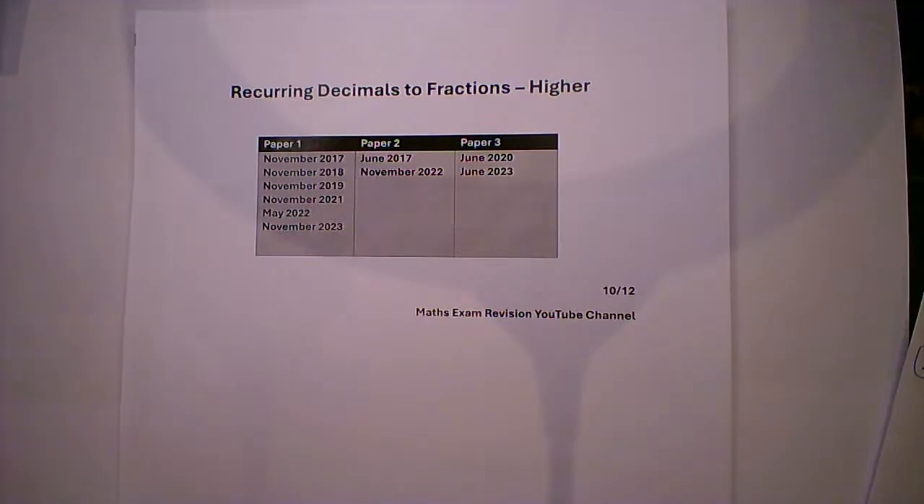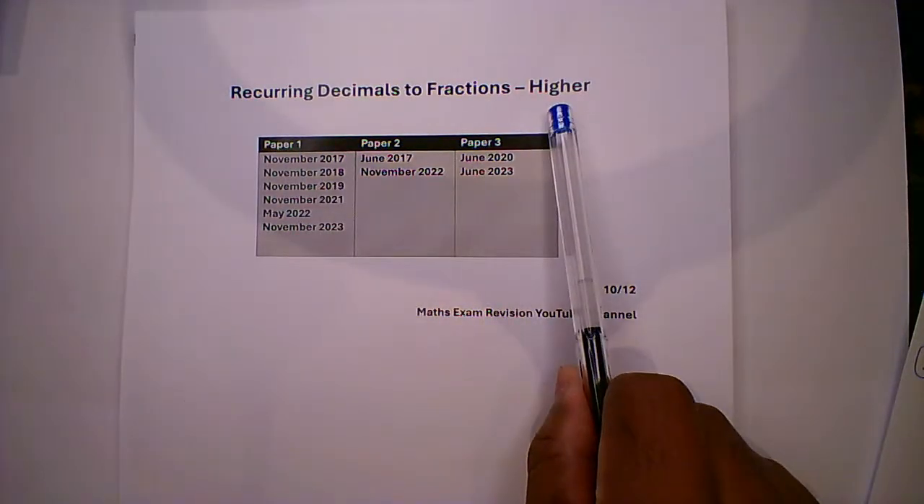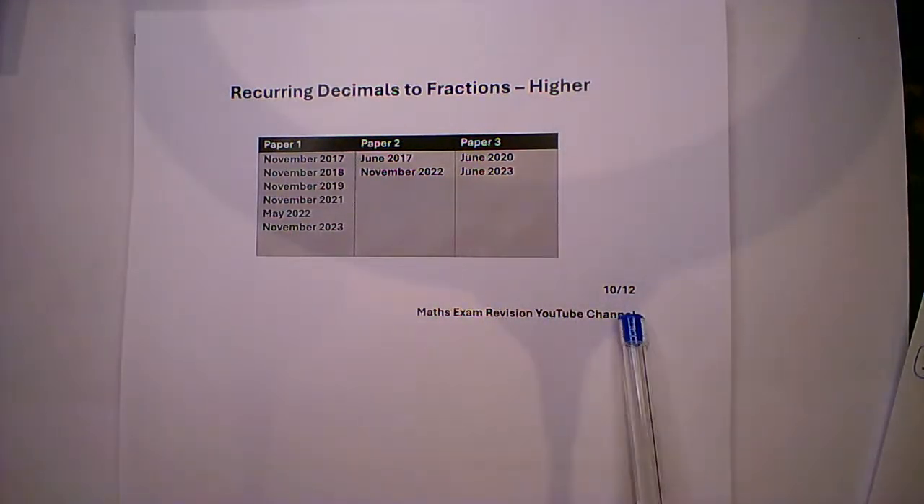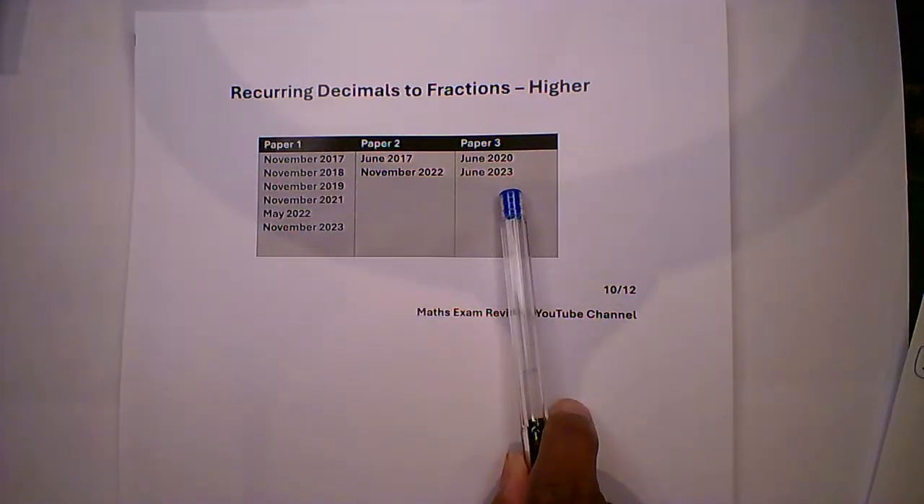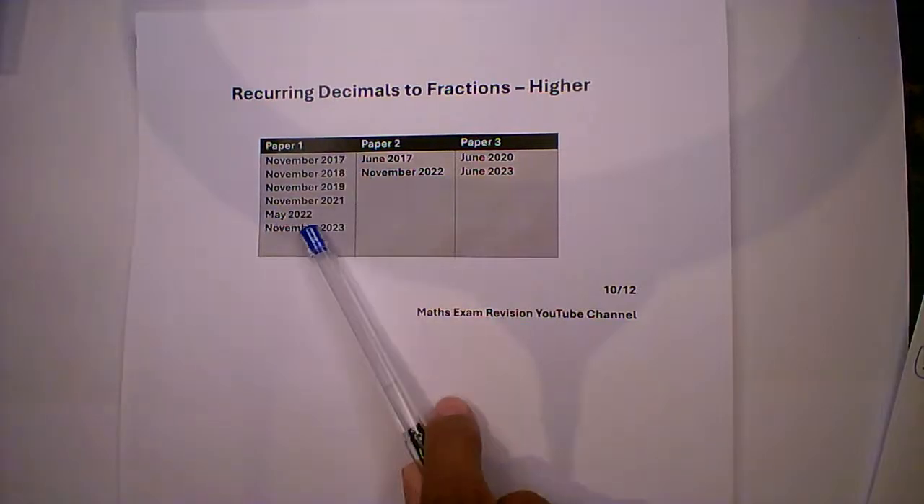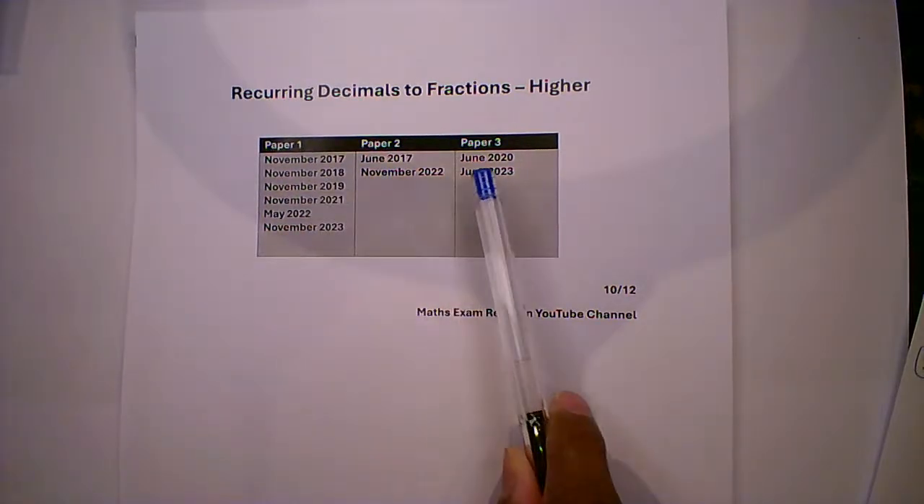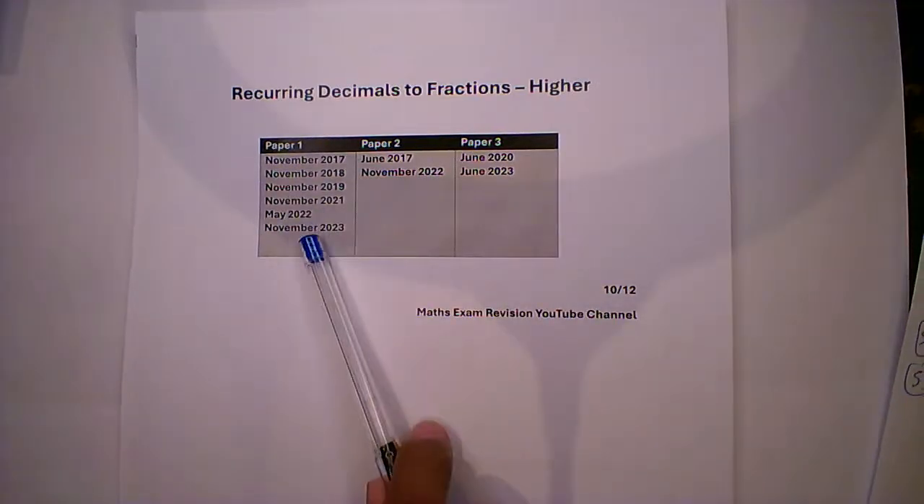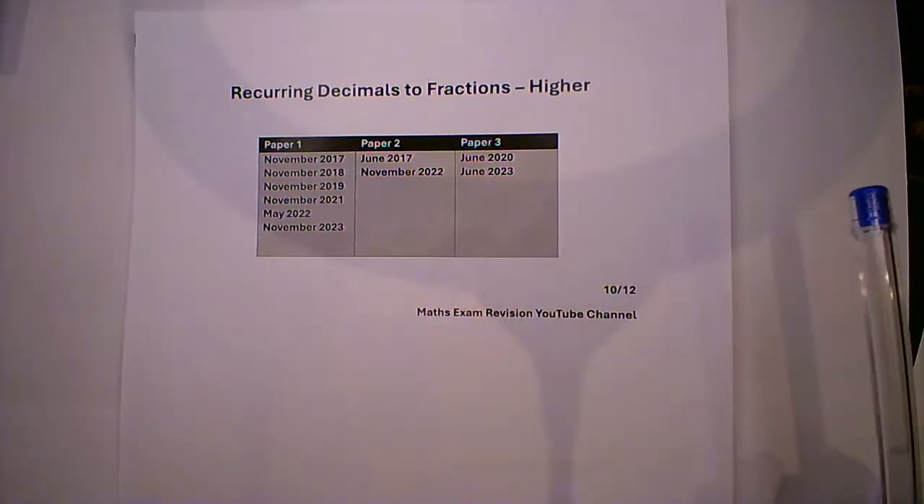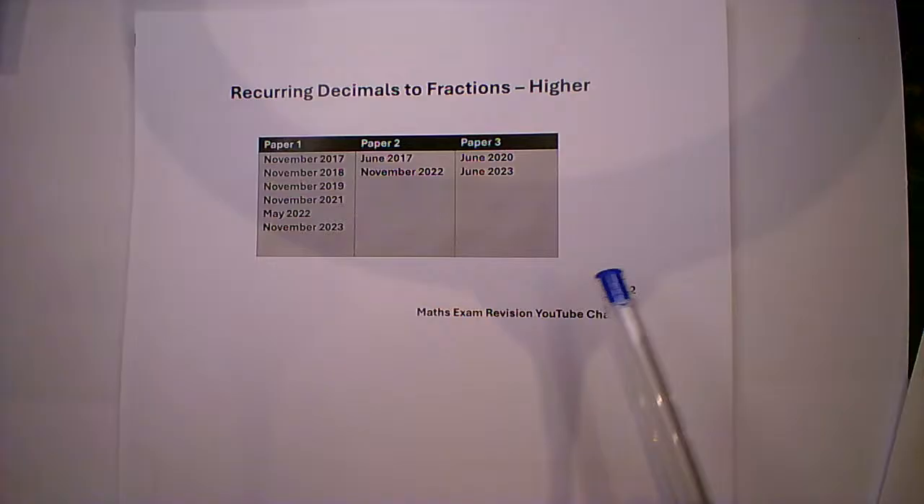Slightly different from what I normally do. So I've looked at the papers as I do each time. This time I've printed it out. So recurring decimals to fractions. These are all higher questions. And I've looked at 12 sets of papers, and you can see how often they appear in paper 1, paper 2, and paper 3. So you can see it's mainly a paper 1, but it also does appear in a calculator paper. So it's a non-calculator topic, but it does appear in calculator papers. So 10 out of 12 times from what I've spotted from the different exam papers.